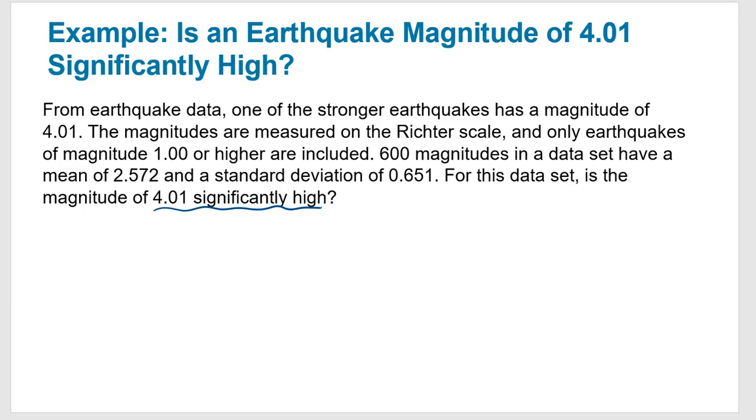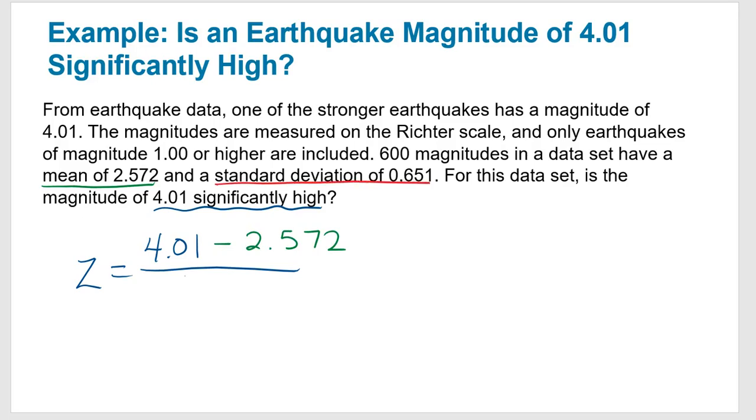I don't know, but I do know I can find its z-score, and then I can find out how many standard deviations it is from the mean, and then I'll know if it's significant or not. So let's calculate its z-score. We have an earthquake of 4.01. In the data, we can find out that the mean is right here, so minus the mean, which is 2.572, and then we're going to divide that by the standard deviation for our earthquakes, which is 0.651.